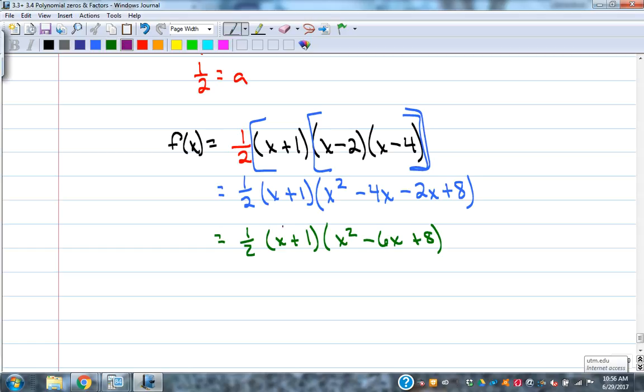And then I'm going to multiply x plus 1 to the x squared minus 6x plus 8. So I'm just multiplying one step at a time. So x times x squared is x cubed. X times negative 6x is negative 6x squared. X times 8 is 8x. 1 times x squared is x squared. 1 times negative 6x is negative 6x. 1 times 8 is 8.